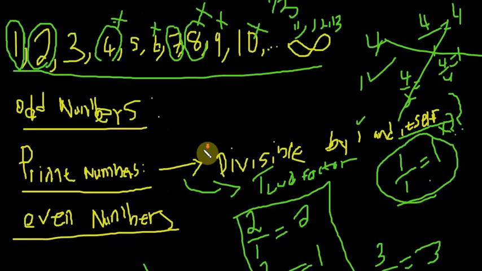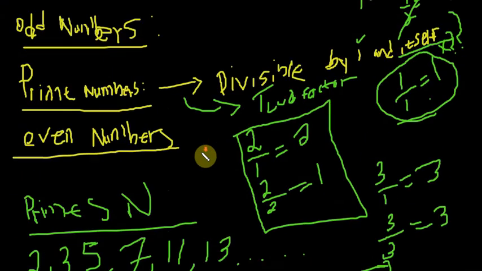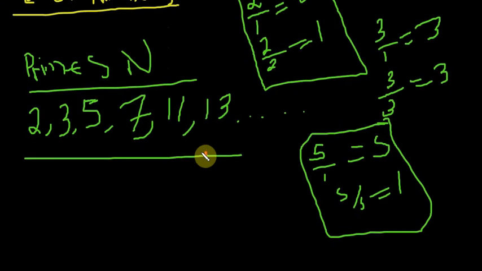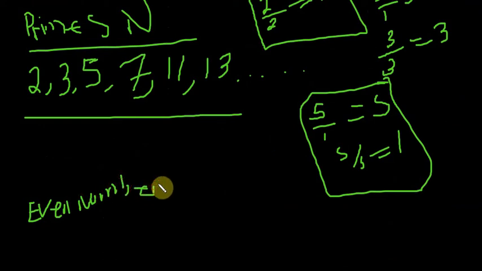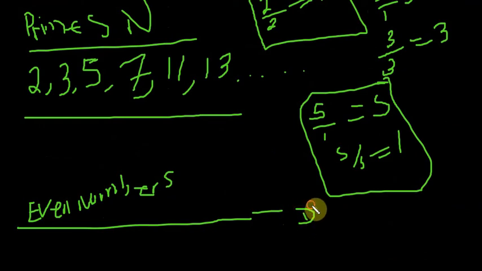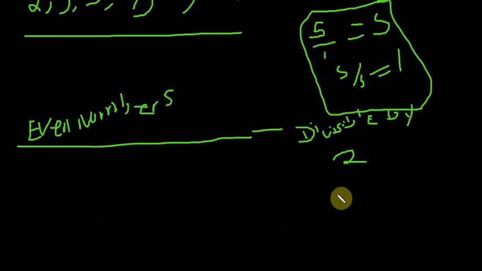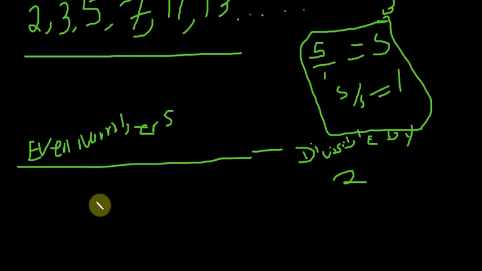What are odd numbers? Okay, we'll come to that another time. So let's look at even numbers. These are numbers that are divisible by 2. So any number that can be divided by 2 is an even number.